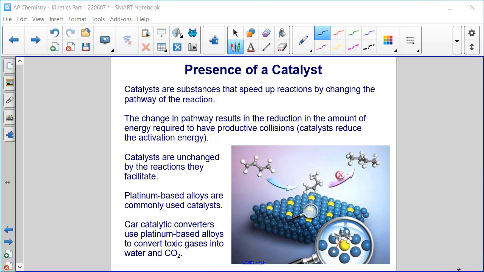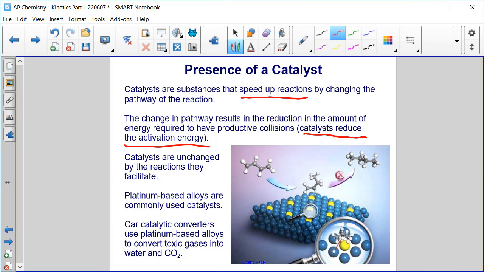Presence of a catalyst. Catalysts are substances that speed up reactions by changing the pathway of the reaction. The change in pathway results in the reduction in the amount of energy required to have productive collisions. In other words, catalysts reduce the activation energy. Catalysts are unchanged by the reactions they facilitate.